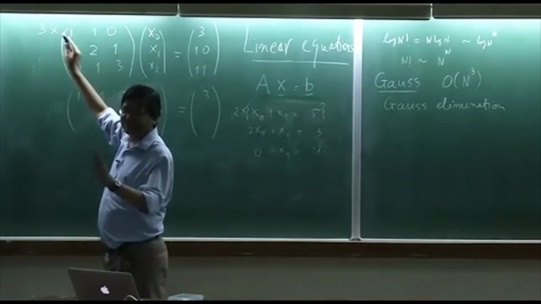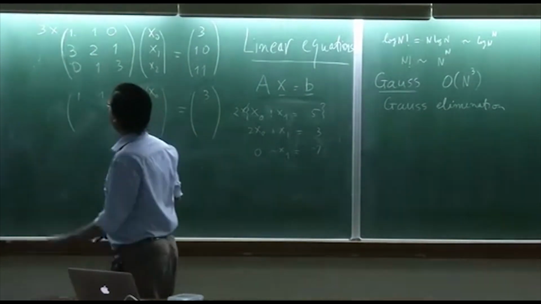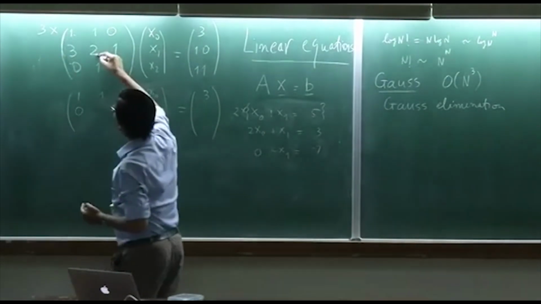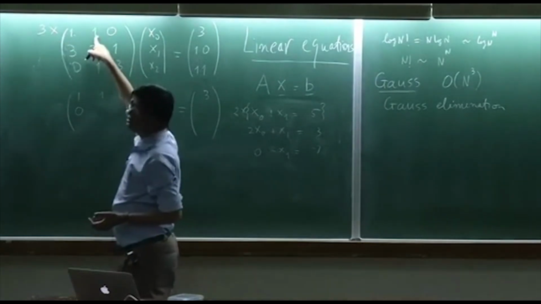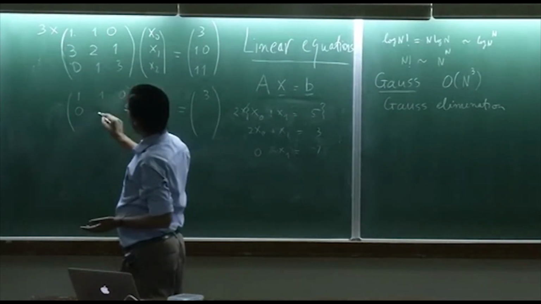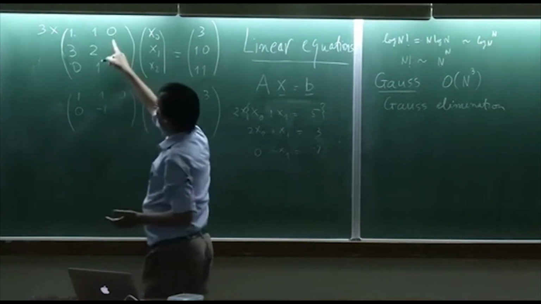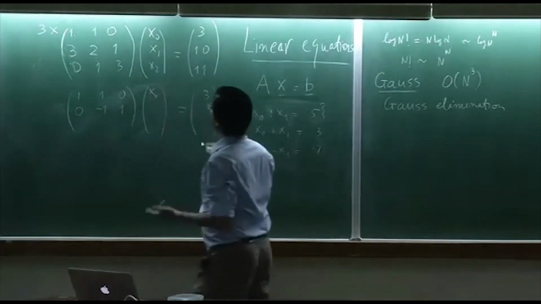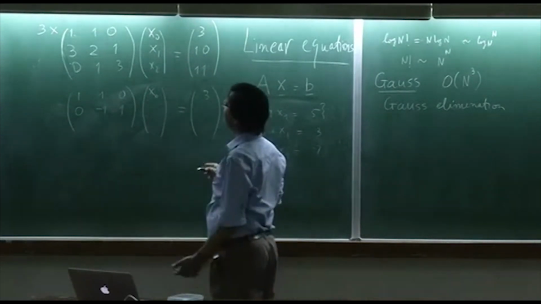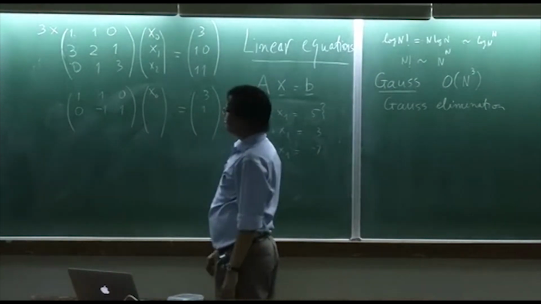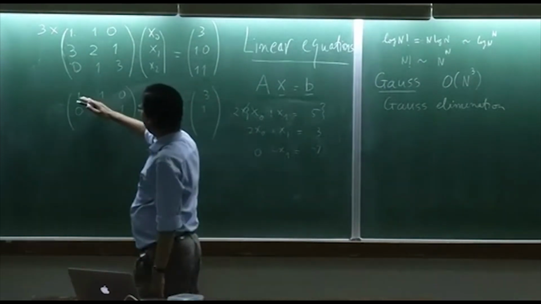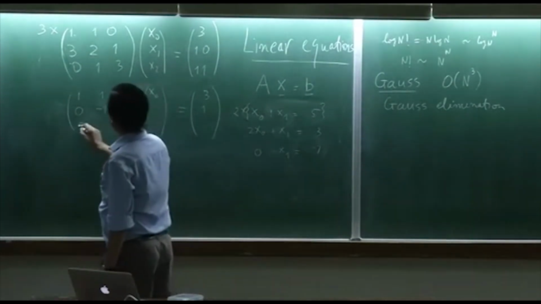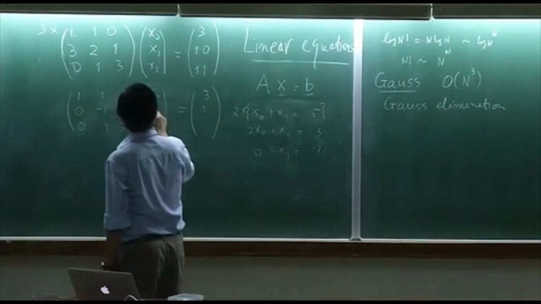That I will discuss in a minute. First, multiply this by 3 and subtract. So this becomes 0. What about this term? 3 times 1 is 3, so 2 minus 3 is this one. This one is unchanged because 3 times 0 is 0. And what happens to this? 10 minus 9 is 1. So now I got the equation as it is.